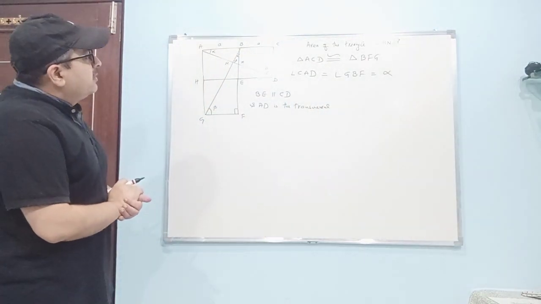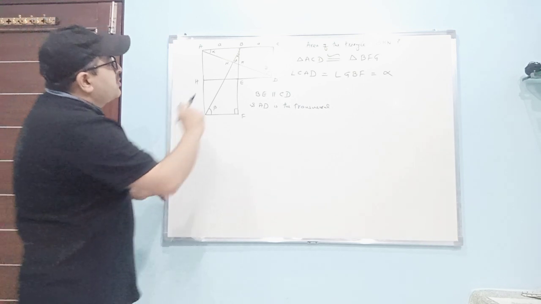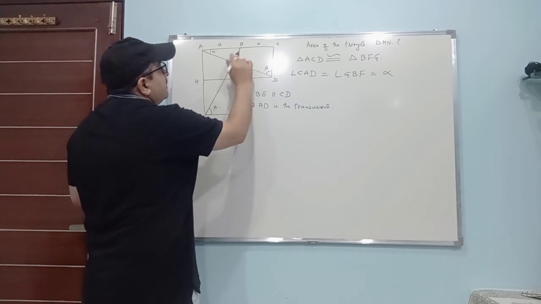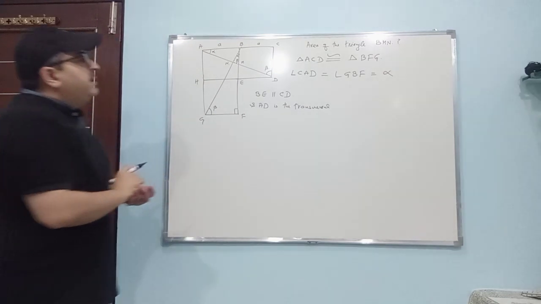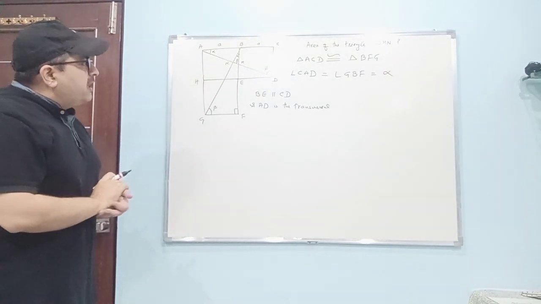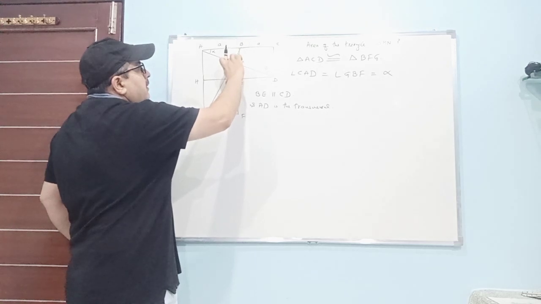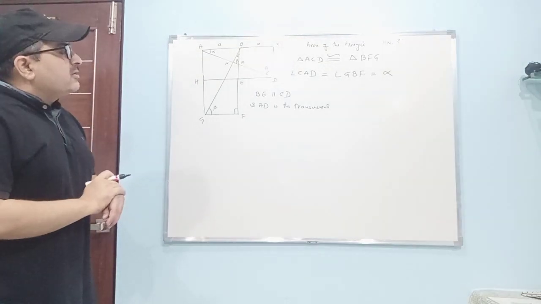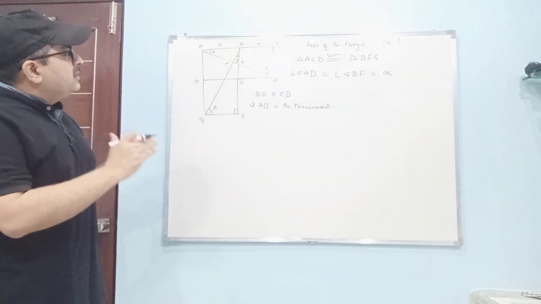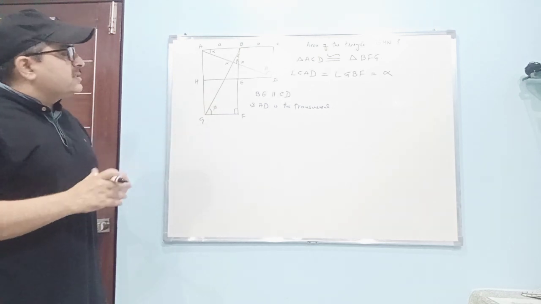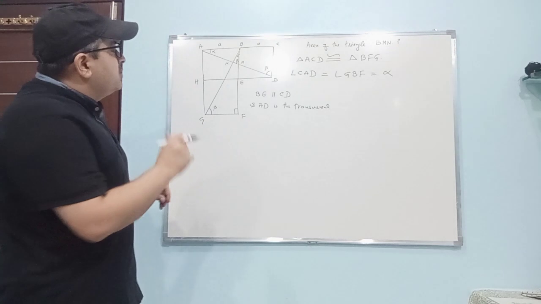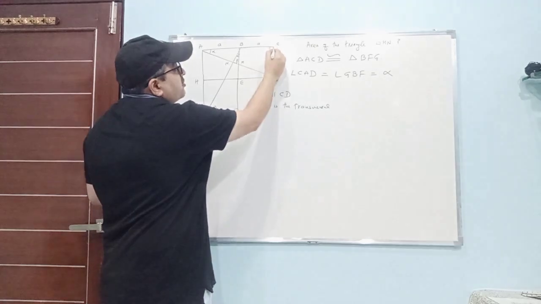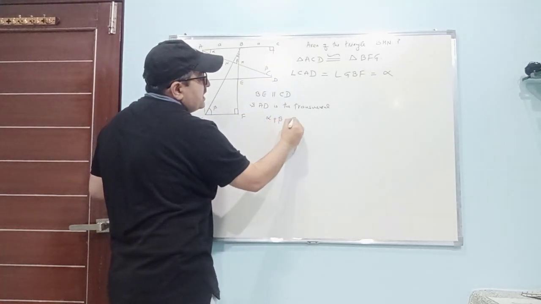सो अगर AD ट्रांसवर्सल है, आई एम सो सॉरी, मैंने गलत मार्किंग कर दी थी। दिस इज बीटा, एंड यू नो दे विल बी इक्वल एंगल्स, कॉरस्पॉन्डिंग एंगल्स। So AD is the transversal, these are corresponding angles, and since the corresponding angles are equal, this angle is beta. And alpha and beta are acute angles in a right angle triangle, so alpha plus beta is 90 degree.